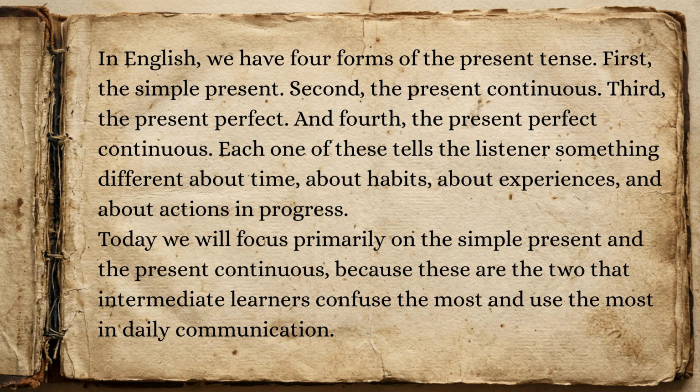In English, we have 4 forms of the present tense. First, the simple present. Second, the present continuous. Third, the present perfect. And fourth, the present perfect continuous. Each one of these tells the listener something different about time, about habits, about experiences, and about actions in progress. Today, we will focus primarily on the simple present and the present continuous, because these are the two that intermediate learners confuse the most and use the most in daily communication.